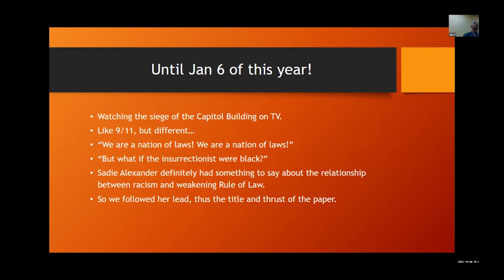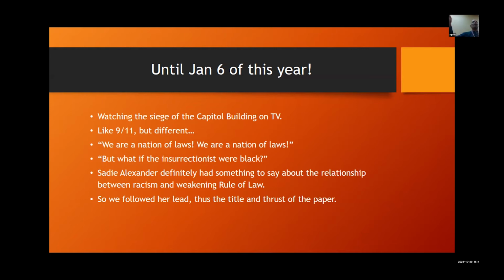until January 6th of this year. Sitting in our living room, looking at this assault on the Capitol building, and everyone on TV saying, this is a nation of laws. We're a nation of laws. This shouldn't happen. Peaceful transition of power. I said, yeah, that's right. But my second thought was, wow, if these folks were Black, it wouldn't look like this.